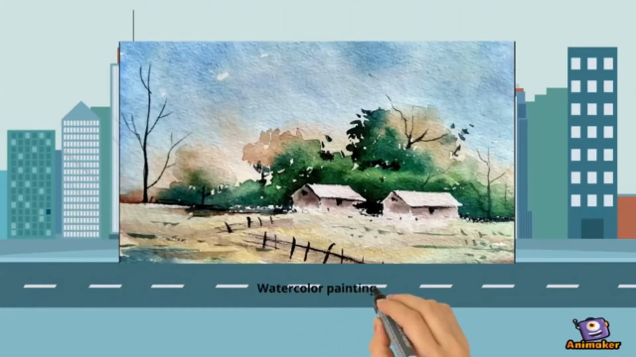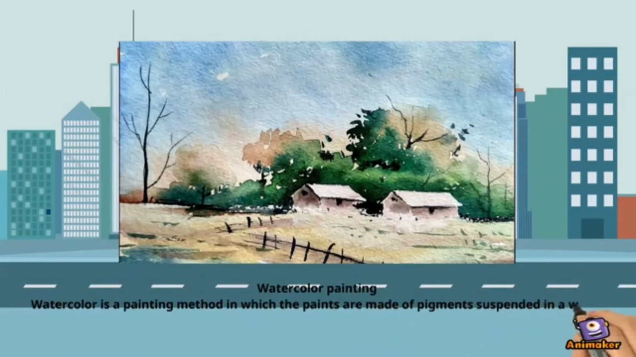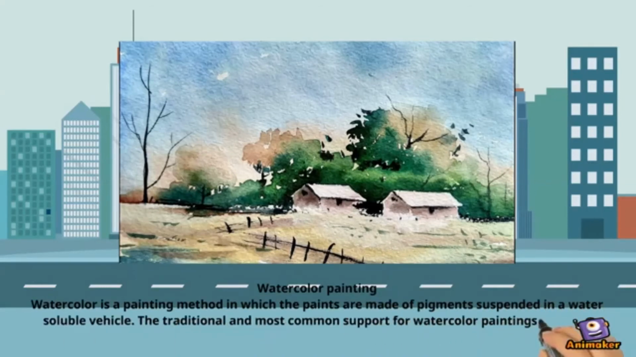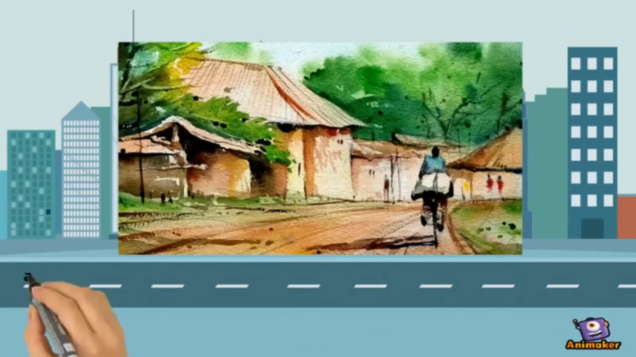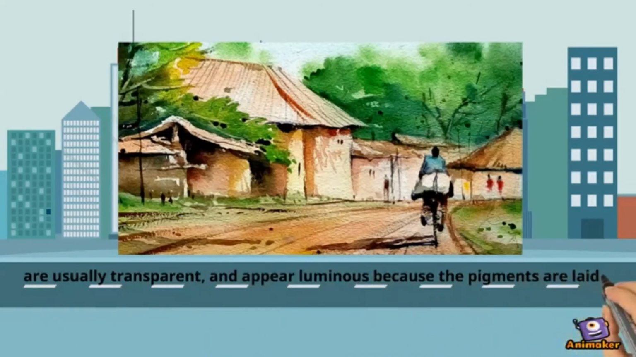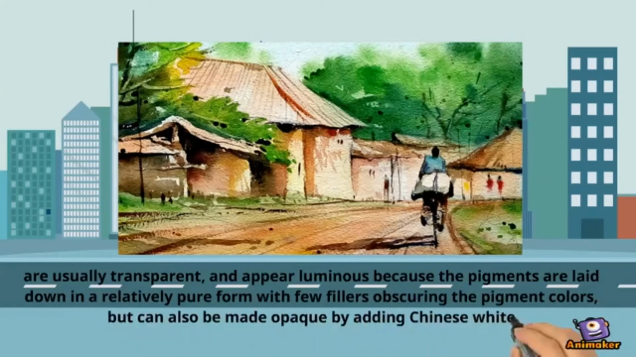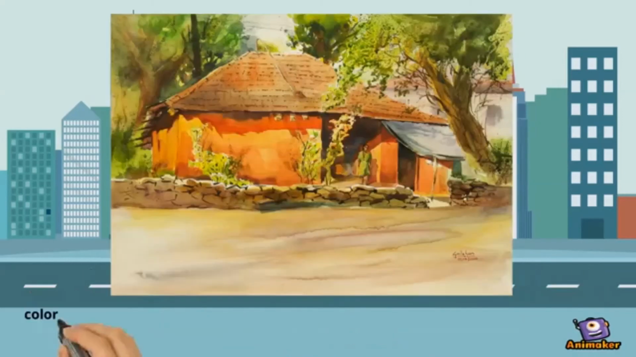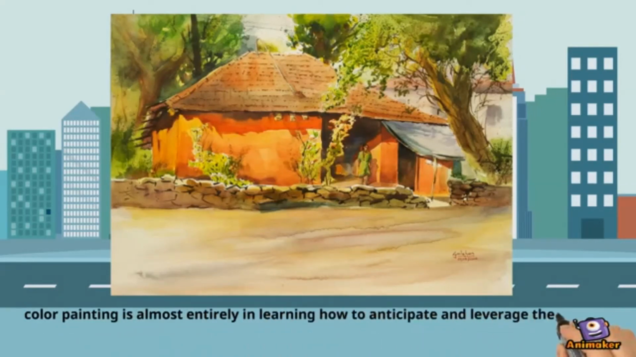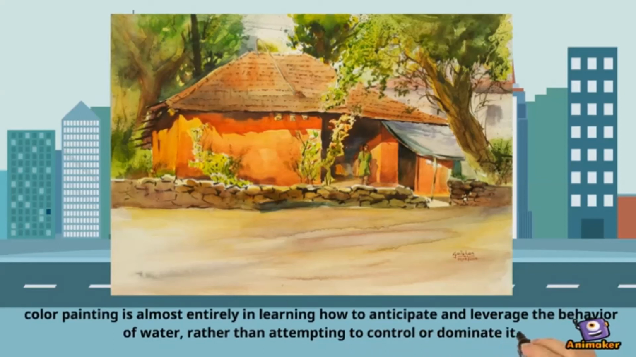Watercolor painting. Watercolor is a painting method in which the paints are made of pigments suspended in a water-soluble vehicle. The traditional and most common support for watercolor paintings is paper. Watercolors are usually transparent, and appear luminous because the pigments are laid down in a relatively pure form with few fillers obscuring the pigment colors, but can also be made opaque by adding Chinese white. The difficulty in watercolor painting is almost entirely in learning how to anticipate and leverage the behavior of water, rather than attempting to control or dominate it.